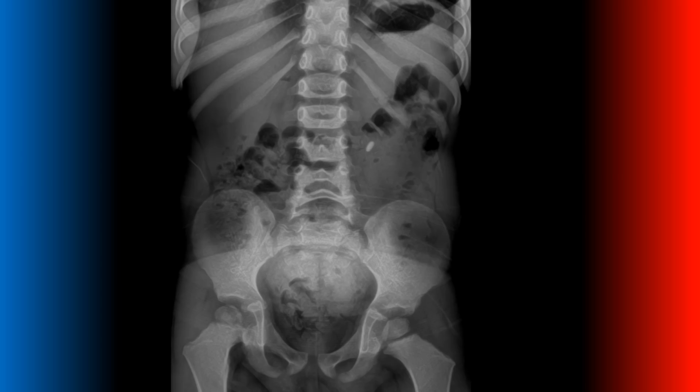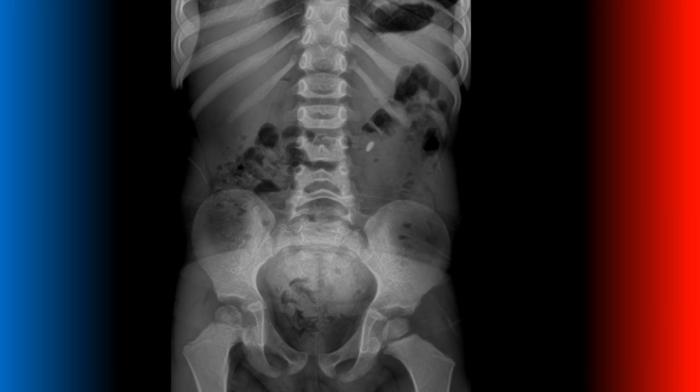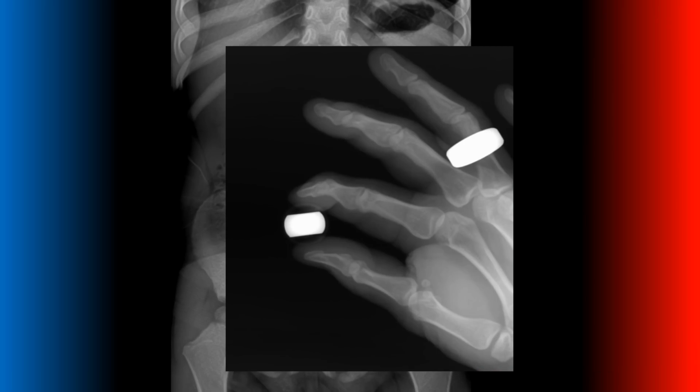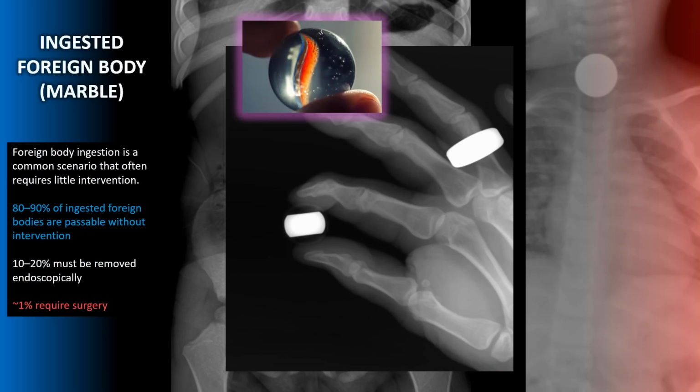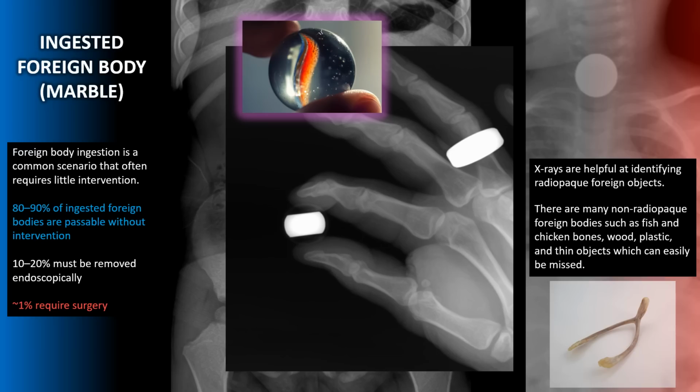This is an X-ray of a young boy who presented with abdominal pain after potentially swallowing an object. If you look in the left middle abdomen, you'll see what looks like a pill-shaped density. And this density ended up being a swallowed marble. Ingested foreign bodies are very common, and most are passable without intervention. However, X-rays are only good at identifying radiopaque foreign objects. There are many non-radiopaque objects such as fish and chicken bones, wood, plastic, and thin objects which can be easily missed on an X-ray.